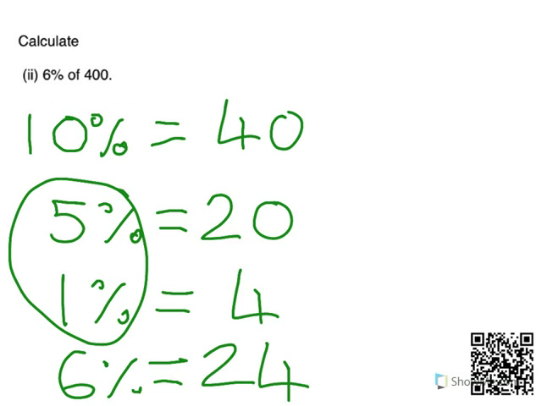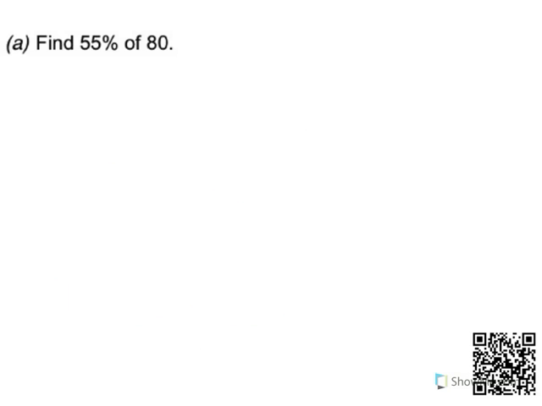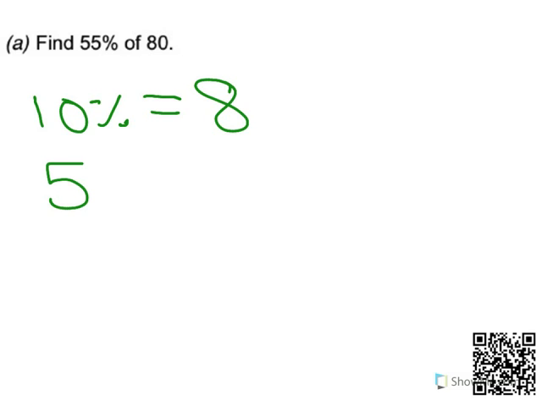Okay, you try the next question. So remember, find your best friend, 10%, and use that to help you find 55% in this question. Okay, in this one, 10% best friend is going to be 8. But we need 5 of those to get 50%. So 5 times 8 would be 40.